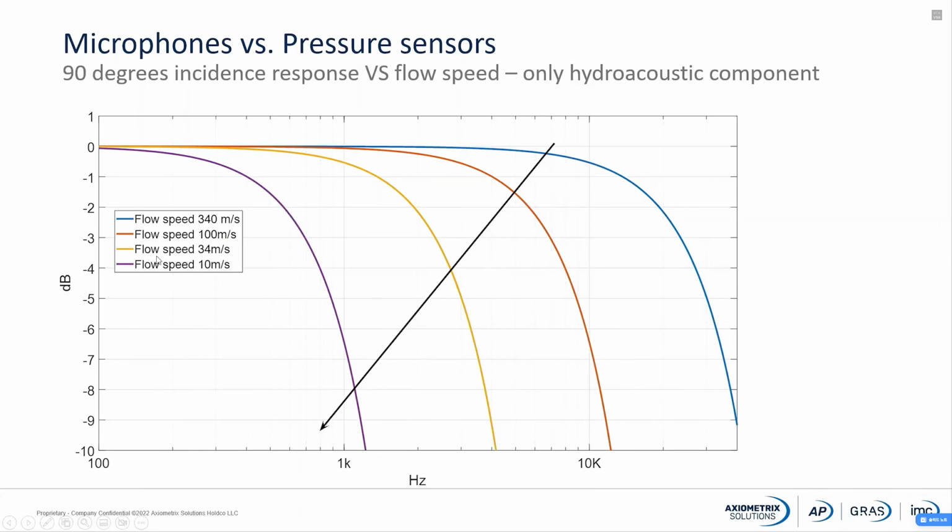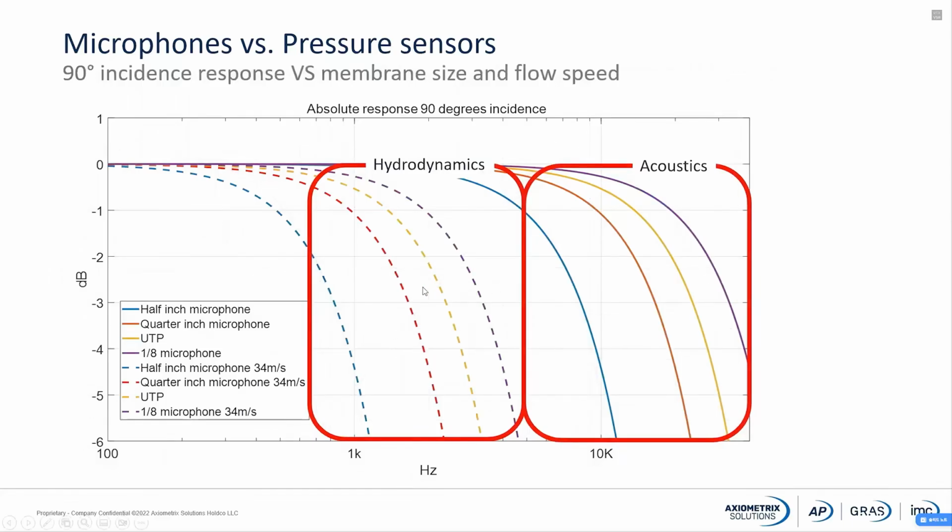If you turn up the speed of the flow to 340 meters per second, that is equal to the sound wave, then you can see the difference here. So the lower the speed, the lower the frequency, and the higher the speed, the higher the frequency.